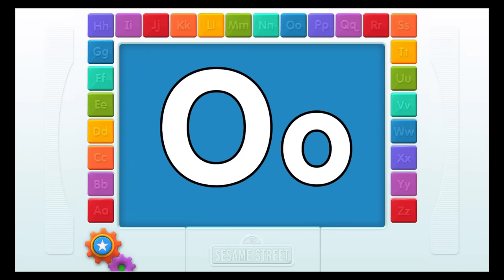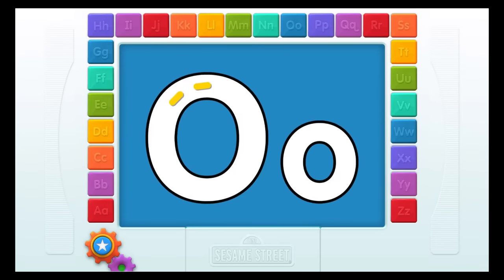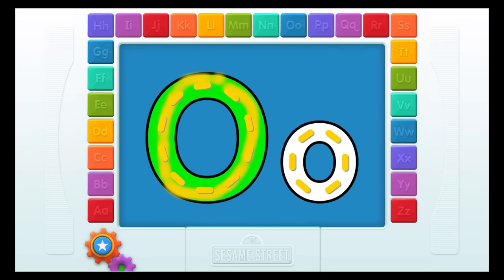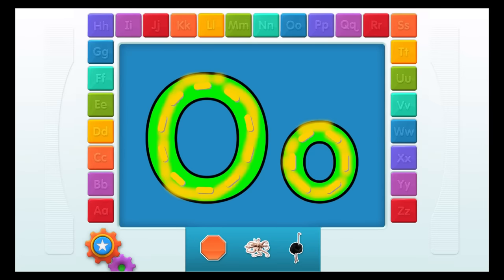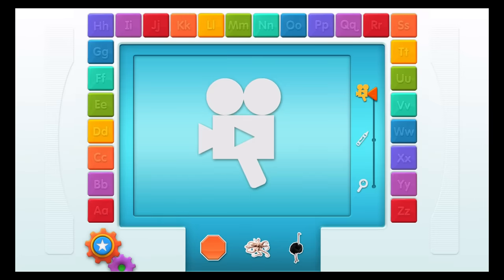To color? Oh! Wow! Elmo thinks you picked a great letter. You know what to do. Just follow the yellow lines to make the letters. You drew a letter. Now, make the lowercase letter. Oh! You did it! Oh, look! Elmo sees three things that start with your letter.